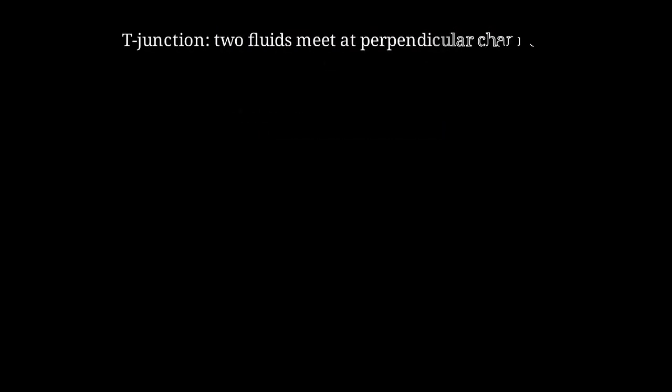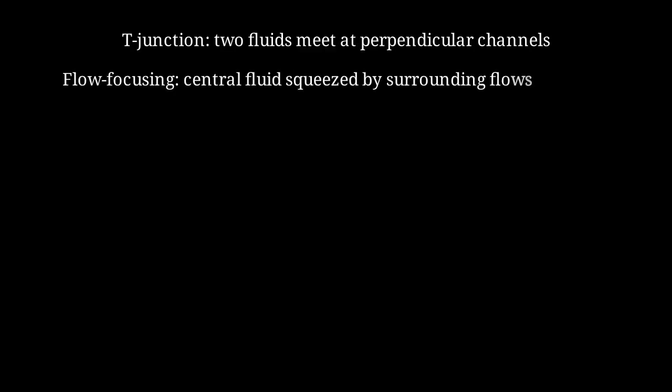How do we actually create these computational droplets? T-Junction geometry creates droplets when 2 immiscible fluids meet at perpendicular channels, forming regular-sized drops. Flow focusing uses surrounding flows to squeeze a central fluid stream, breaking it into uniform droplets.